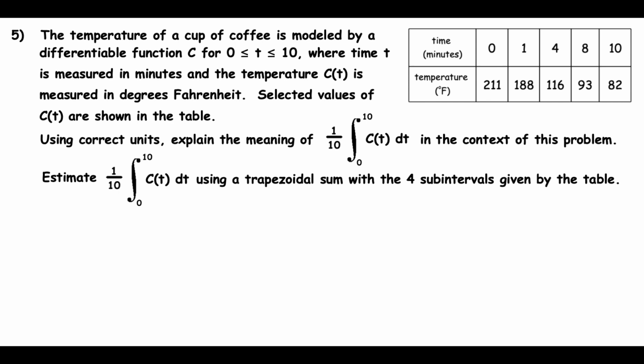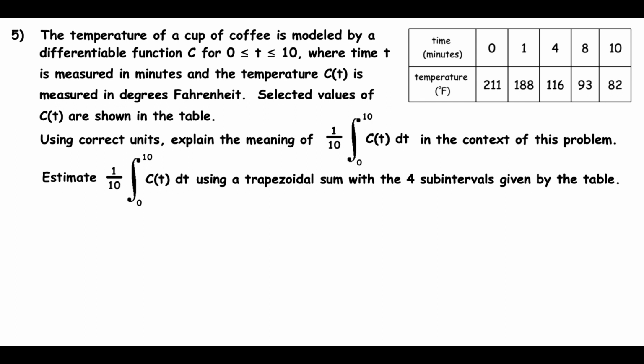Okay, our last 2 problems are going to be free response style questions. Number 5 says the temperature of a cup of coffee is modeled by a function C. It's differentiable, which tells me it's also continuous, between 0 and 10 minutes, and C is the temperature of the coffee in degrees Fahrenheit. Selected values are in the table. We want two things. Using correct units, explain the meaning of 1/10 integral of C of t dt. And then estimate it using the trapezoidal rule, trapezoidal sum.